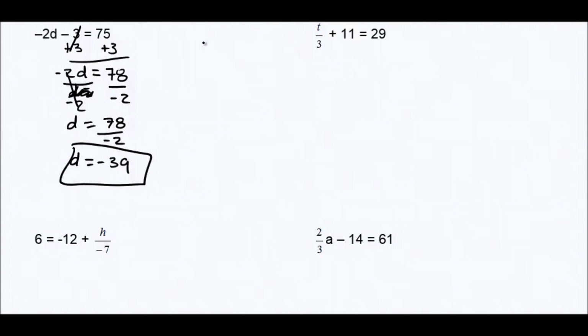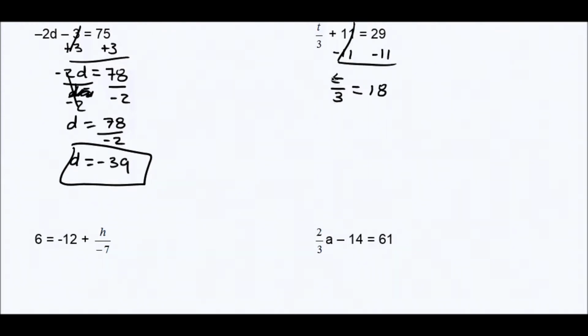Okay, so our next problem. t divided by 3 plus 11 equals 29. So what we want to do is eliminate the positive 11 first. So we're going to subtract both sides by 11 to zero that out. And we're left with t divided by 3 is equal to 29 minus 11. 29 minus 10 is 19, plus another one is 18. Just my way of doing mental math.